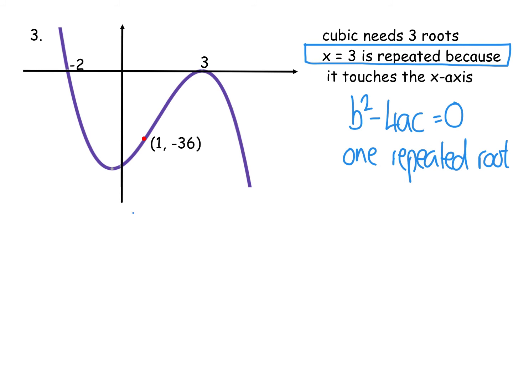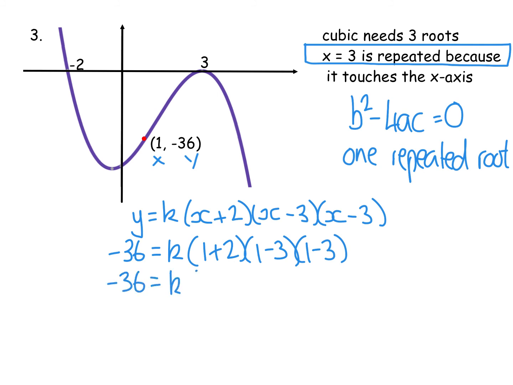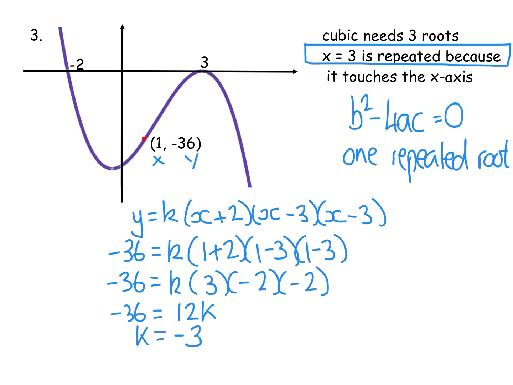So when we put this into the general form, we have y equals k, -2 becomes +2, and then that 3 would become x minus 3, and I'm just going to write it out twice. So if it's touching, it's repeated, okay? Because a cubic should have 3 brackets, and we need a third bracket. Right, we have a coordinate here. That's going to be your x and y values. So -36 equals k(1 + 2)(1 - 3)(1 - 3). So that will give us 3 times negative 2 times negative 2, which gives us positive 12k. -36 divided by 12 is negative 3. So k is negative 3 in this case.